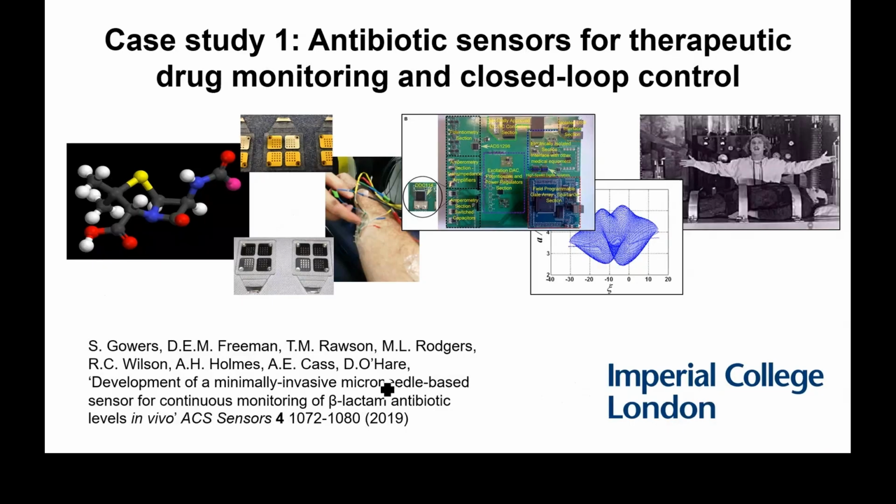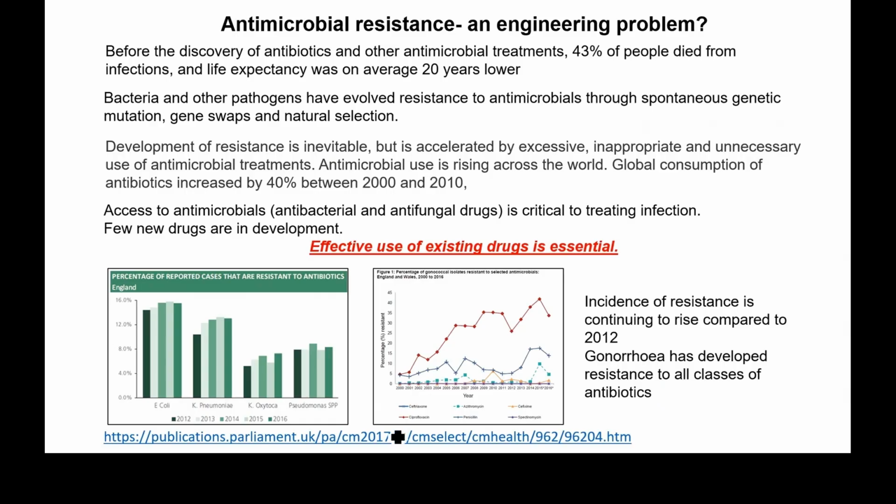So here's some examples I'm going to go through now. We've been doing some stuff with antibiotic sensors for therapeutic drug monitoring and closed-loop control of the delivery of antibiotics. So we start here on the left-hand side with our penicillin, with our microneedle electrodes implanted. Oh, this is my hairy arm again on this one. Some bespoke electronics, a little bit of signal processing, and lo and behold, we get the answer that we want. The first sensors paper on this was published in ACS Sensors, only 3 years ago.